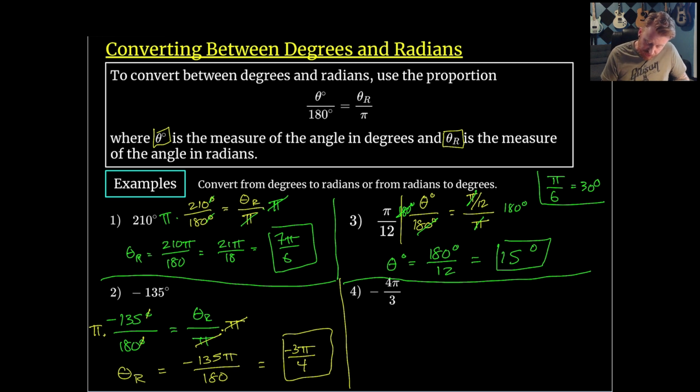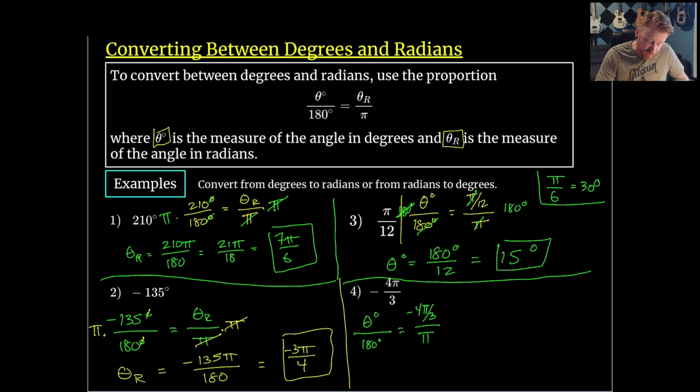Okay, for the last one here, we have negative 4 pi over 3. We want to convert this to degrees, so we'll set up our proportion here. That 180 degrees is to pi as theta degrees is to negative 4 pi over 3.